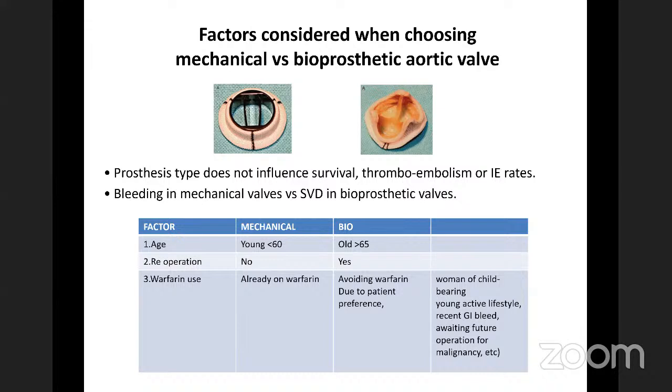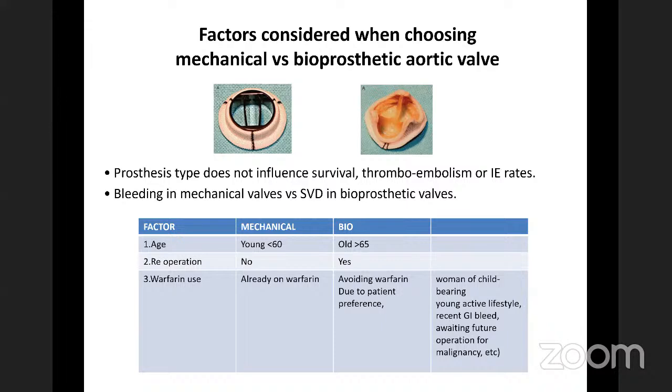And then for mechanical valves, the mechanical valve is the preferred choice if the age is less than 60, and the patient doesn't want another operation, or if the patient is already on warfarin for another reason. A tissue valve is the preferred choice if the patient is over 65, or if the patient prefers to avoid warfarin for any reason: contraindication to warfarin, woman of childbearing age, active lifestyle, GI bleeding, etc.